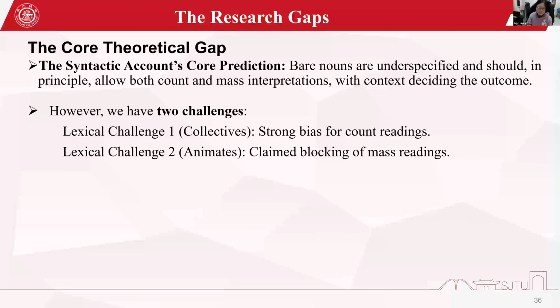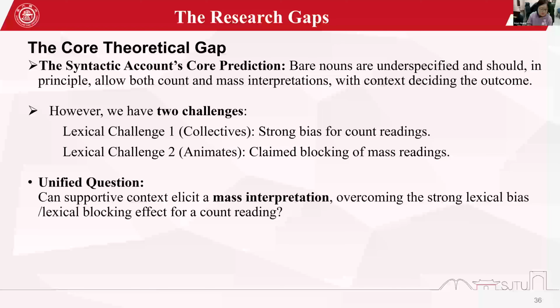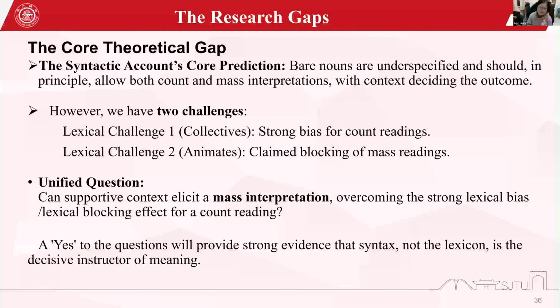We mentioned in the very beginning that there's a lexical blocking effect for the mass readings. So the unified question is that if we give sufficient context, can we elicit mass interpretation for these two types of nouns? If we do, we can overcome the strong lexical bias and lexical blocking effect. Then we give very strong evidence for the syntactic count.